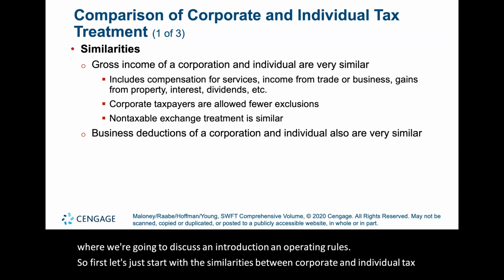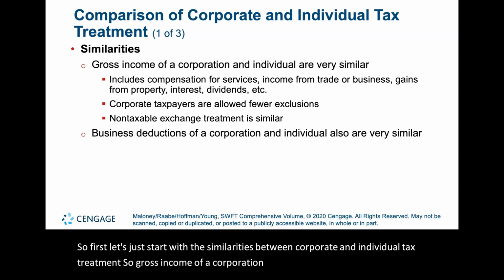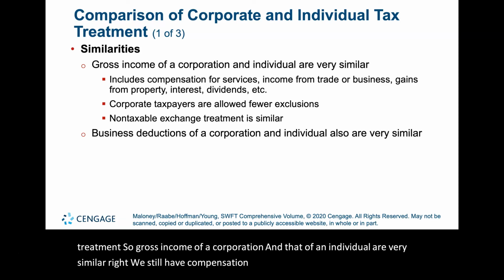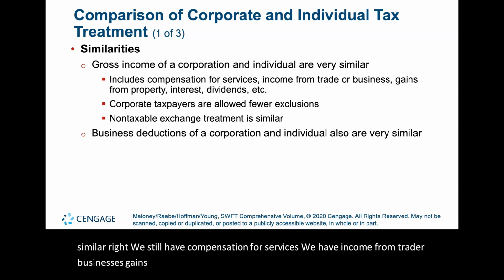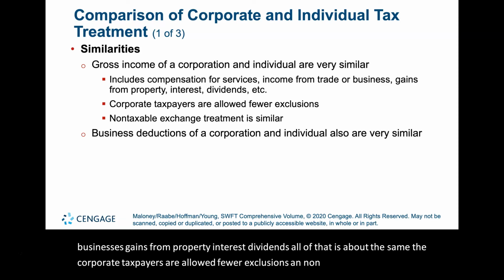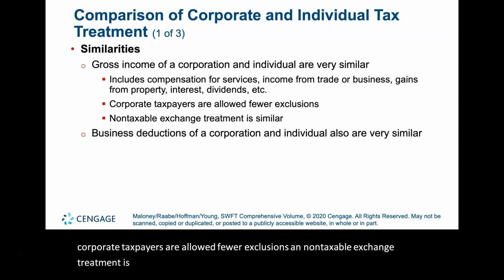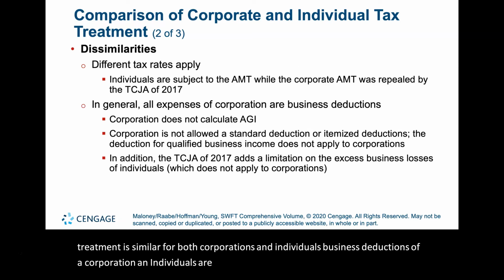So gross income of a corporation and that of an individual are very similar, right? We still have compensation for services, we have income from trade or businesses, gains from property, interest, dividends. All of that is about the same. The corporate taxpayers are allowed fewer exclusions, and non-taxable exchange treatment is similar for both corporations and individuals. Business deductions of a corporation and individuals are also very similar.